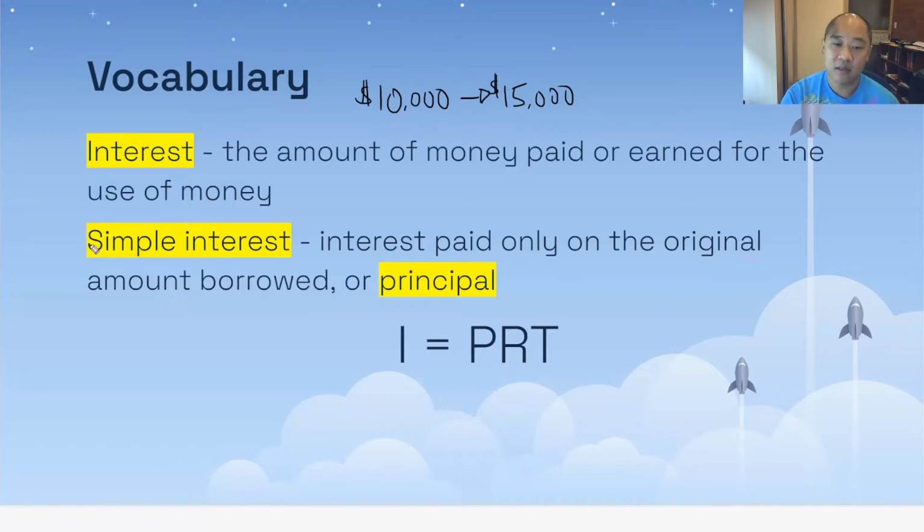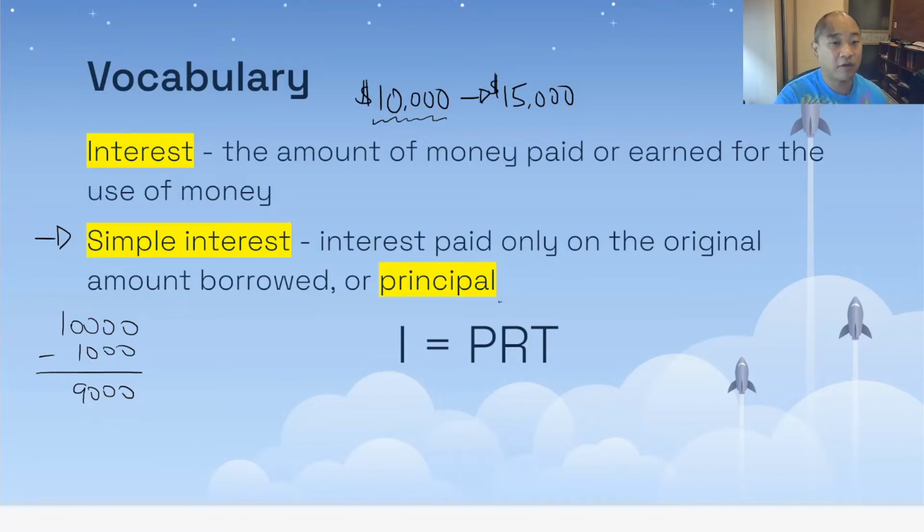So there's a type of interest called simple interest. And simple interest is only paid on the principal. The principal is the original amount that you borrow, which is the $10,000. So let's say you borrow $10,000 and then you pay back $1,000, right? So you pay back $1,000. Then there's $9,000 left of principal.